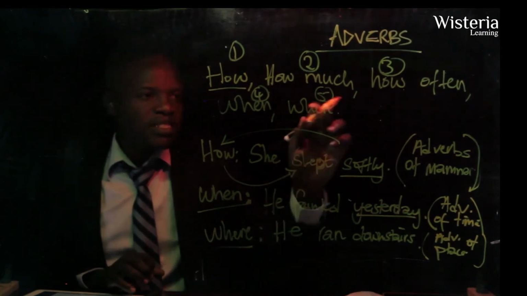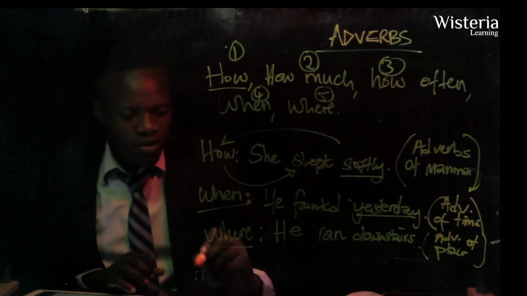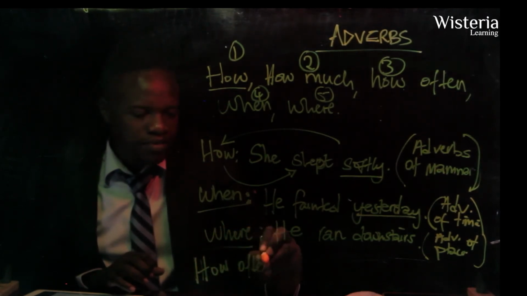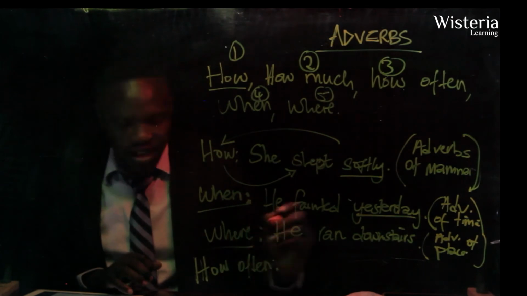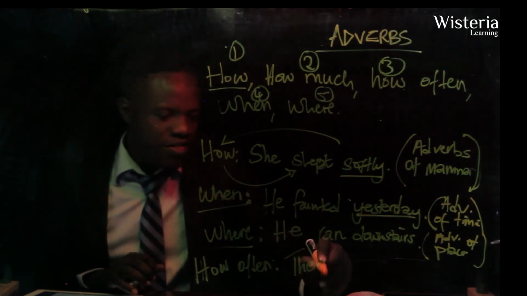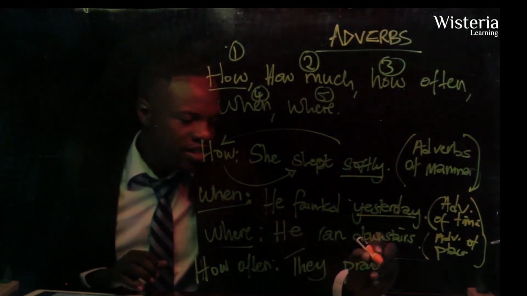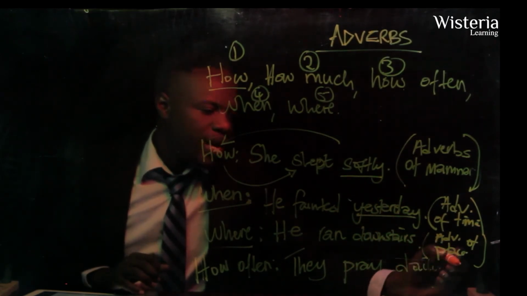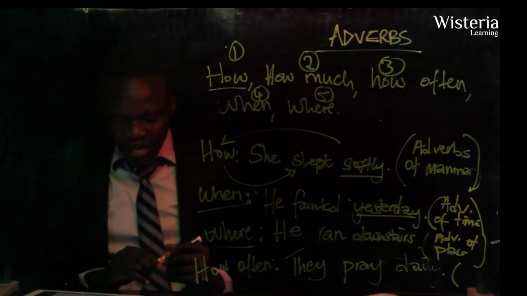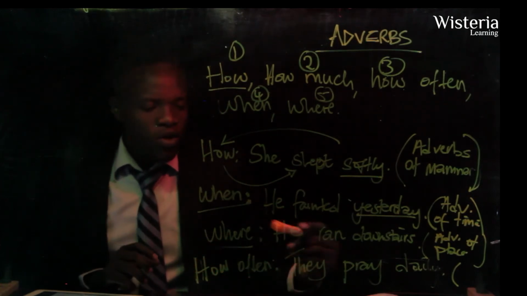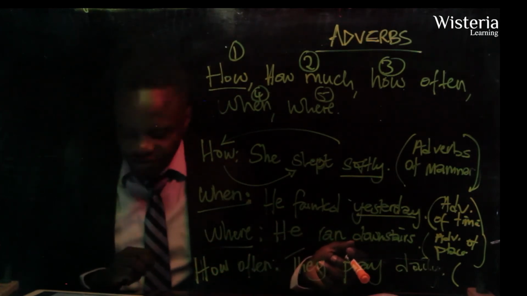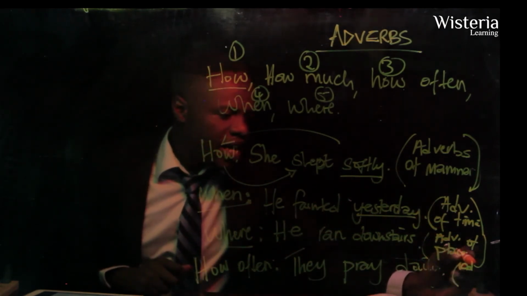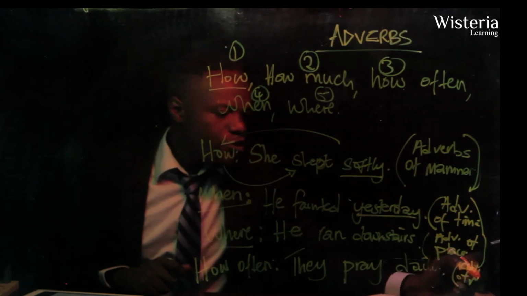Or we can look at some of these. Let's see, number 3, how often. So how often, we can give examples like they're a religious family, so they pray daily. They pray daily. In other words, how often do they do this activity of praying? They pray daily. This makes it an adverb of frequency.